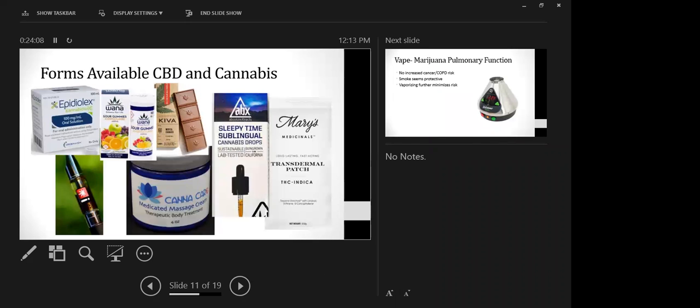These are what some of the things look like, the forms of how it's available. There is a vaping pen that you can get it in. There's oral solution, gummies, chocolate, sublingual, creams, patches. It comes in all sorts of forms. And like I said, it's up to you how you would choose to take that.